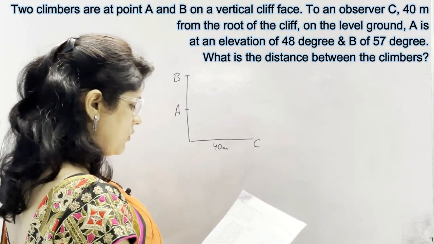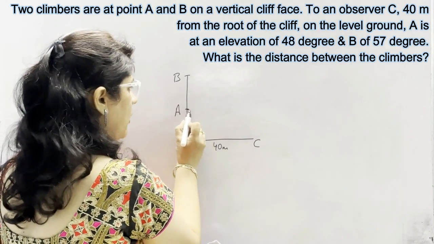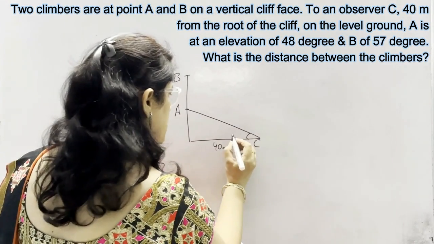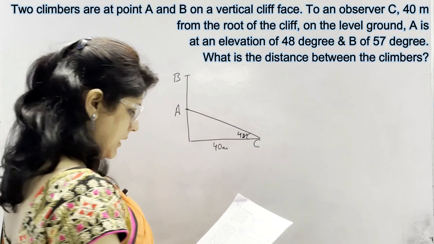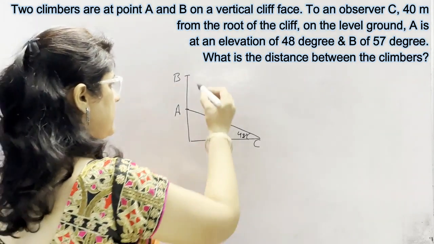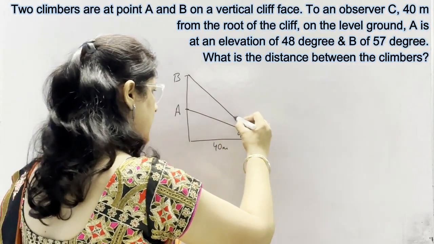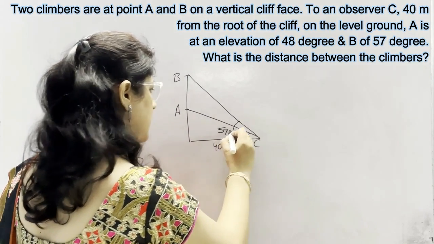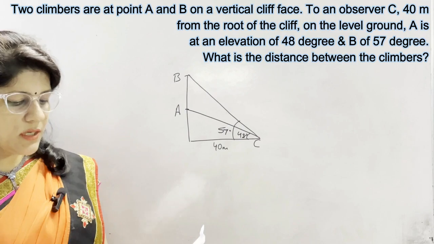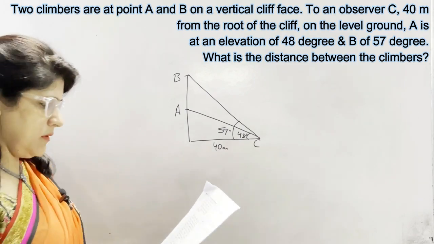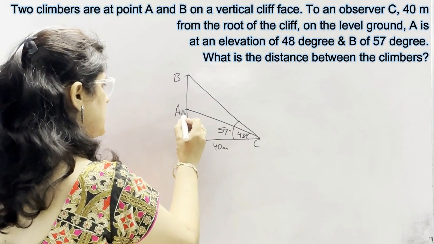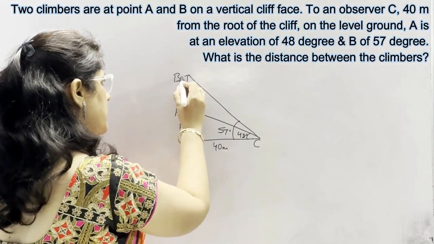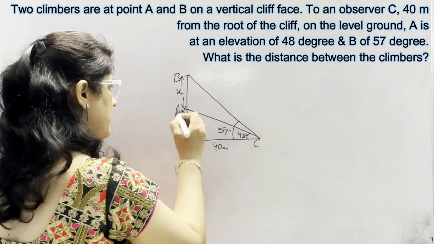A is at an elevation of 48 degree. The angle of elevation to this observer of A is 48 degree and of B is 57 degree. What is the distance between the climbers? Suppose this height is h and the distance between the climbers is x.